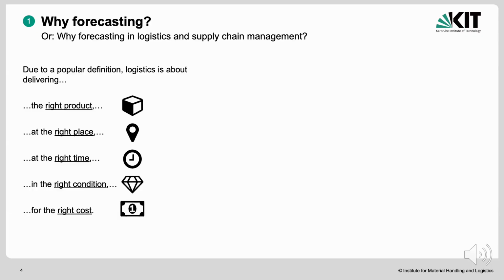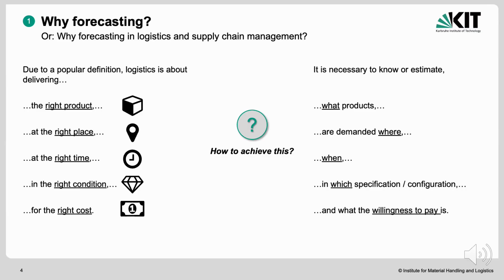Since logistics is about delivering the right product at the right place, the right time, in the right condition, for the right cost, we have to figure out how to achieve this, which requires that we know, estimate, or guess, or forecast what products are needed, at what place they are required when, in what condition, in what specification, and how much this might be costing.